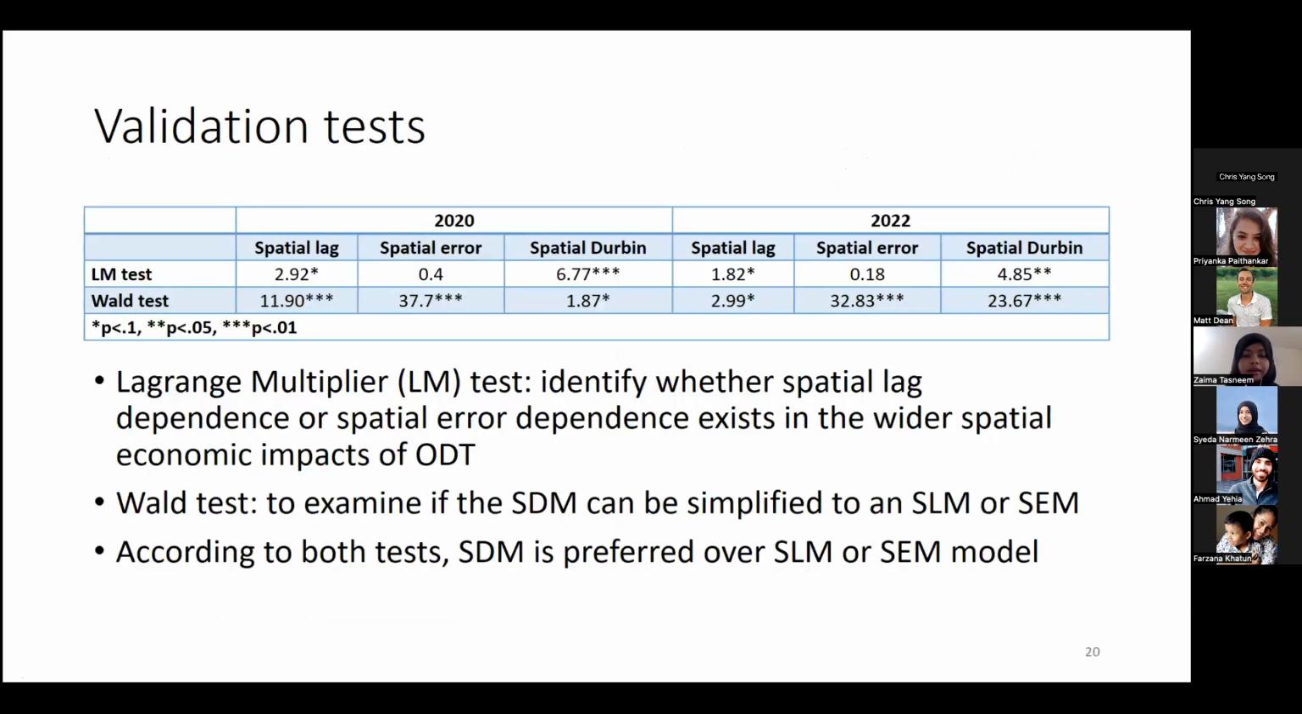Now, once we have these accessibility and connectivity data, we now can employ the spatial models. But before we can do that, we need to find out which model is actually suitable for our analysis. And for that, we did 2 validation tests, that is a Lagrange multiplier test and a Wald test. And in both cases, we see that spatial Durbin shows significance in both the tests, which means that spatial Durbin is actually suitable for our study.